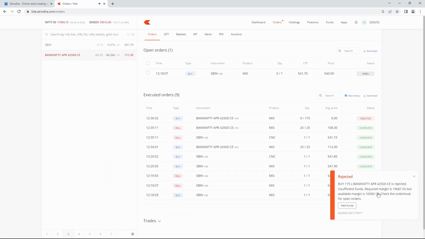When I clicked on this, the order got rejected. And as you can see in the order book, the order has appeared over here with the status called rejected. The reason is very simple, because we didn't have the required funds for the execution of this particular order. Now that we have understood how the order book works, we will understand a few more features in the orders.